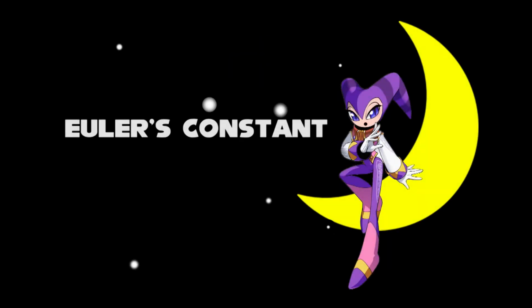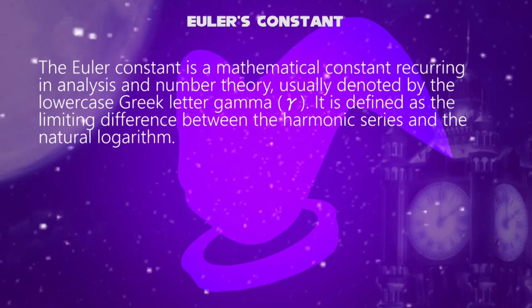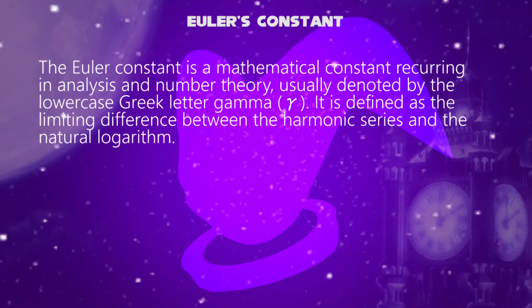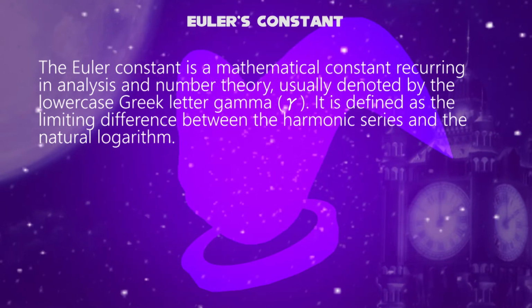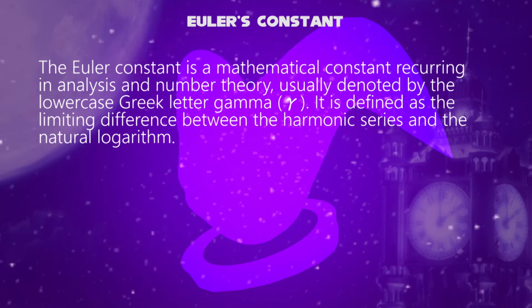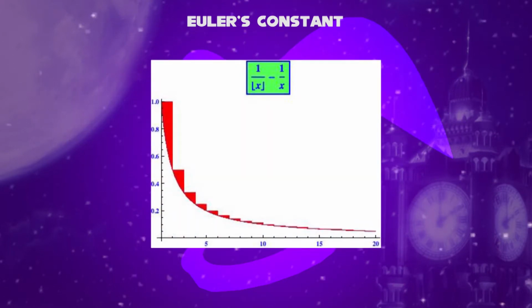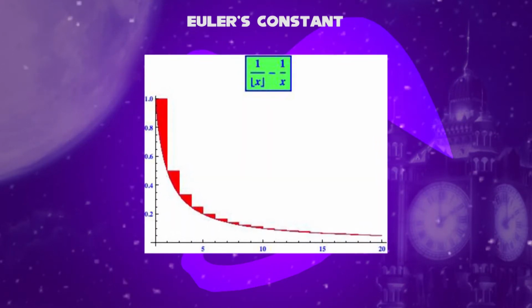We will learn about Euler's constant. The Euler constant is a mathematical constant recurring in analysis and number theory, usually denoted by the lowercase Greek letter gamma. It is defined as the limiting difference between the harmonic series and the natural logarithm. You could find a graph that looks similar to integration type.